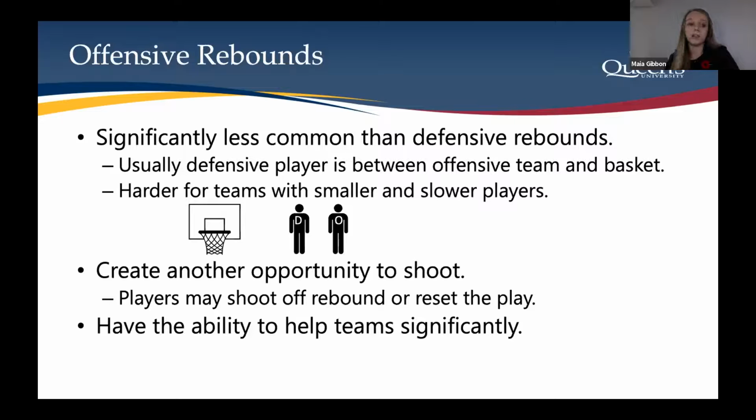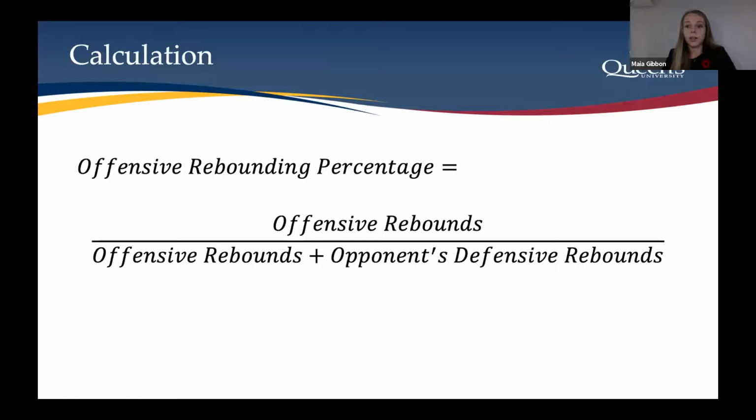But overall, offensive rebounds create another opportunity for the offensive team to shoot and score again. This can be done in a variety of ways. They may shoot directly off the rebound, pass, or reset the play altogether, which is what we'll be talking about a little later. And overall, they have the ability to help teams significantly because they create another chance for shots. So one of the calculations that is used is the offensive rebounding percentage. This is equal to the number of offensive rebounds divided by the number of offensive rebound chances. So that's offensive rebounds plus the opponent's defensive rebounds.